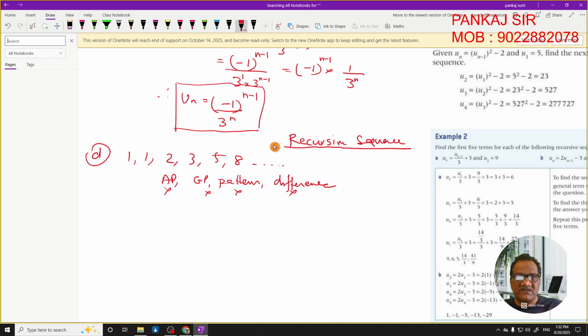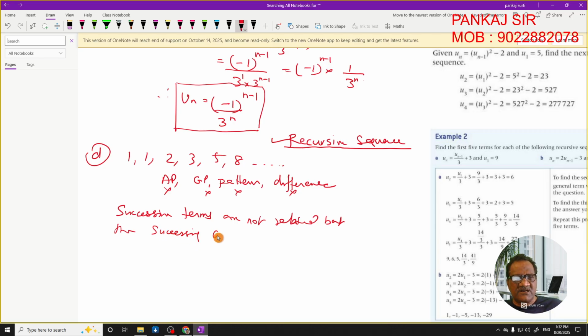What is the name of that sequence? It is a recursive sequence. What is a recursive sequence? A recursive sequence is a sequence where the successive terms are not related, but the successive general terms are related. What I mean to say is, suppose this is UN: 1, 1, 2, 3, 5, 8.